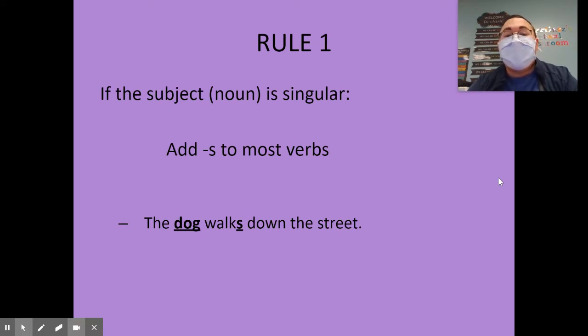Rule number one, if the subject noun is singular, we will add an S to the verb, okay? So look at this. The dog, one dog, is singular, walks down the street. The verb is walks, right? So when we identify the verb, I have to add an S because the noun is singular, okay? So because the noun is singular, I add an S to my verb.